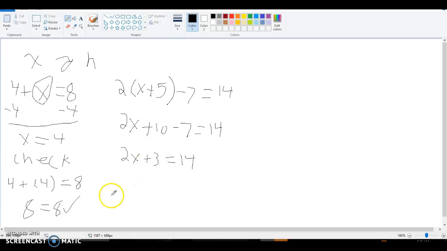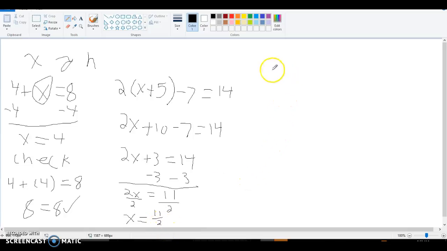Now you want to start by solving for x. So you want to subtract 3 from both sides. So you get 2x equals 11. Now that you have 2 times x, you need to divide by 2. So you divide by 2, and you have x equals 11 halves.